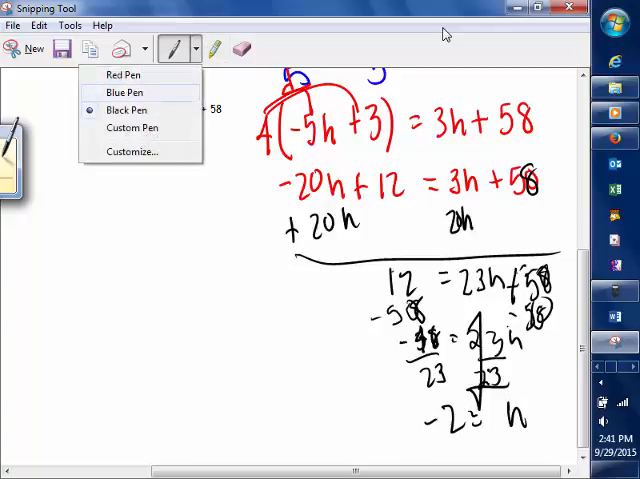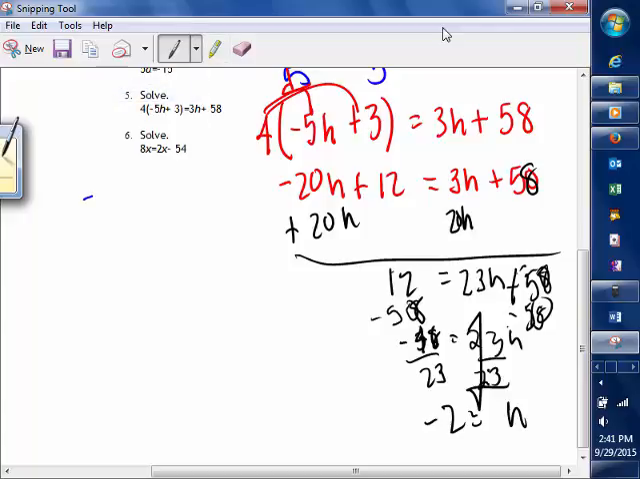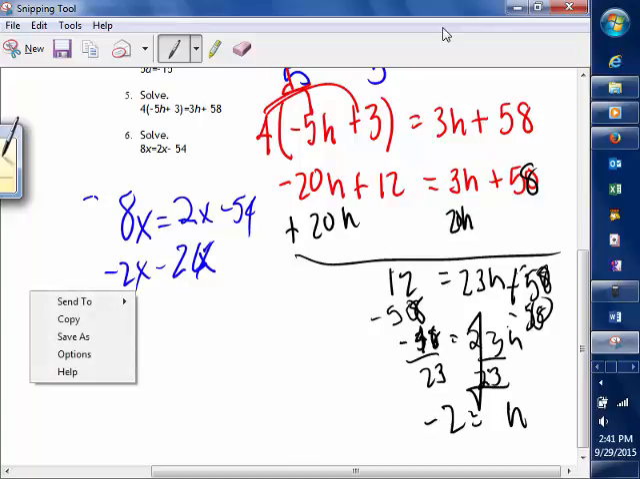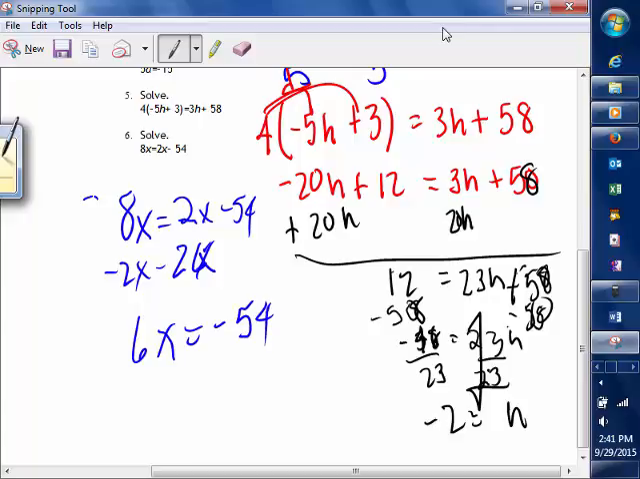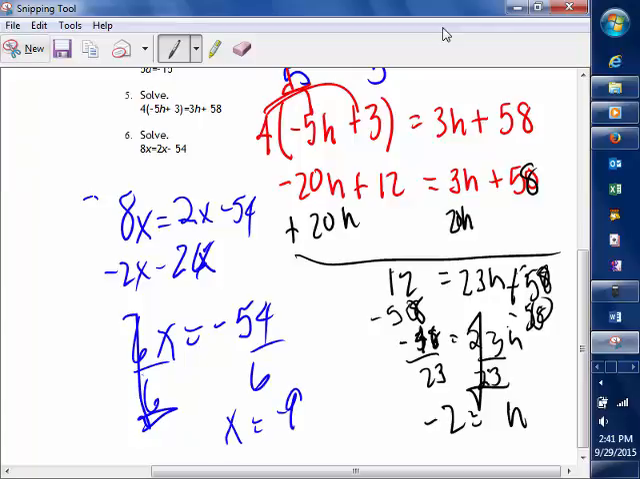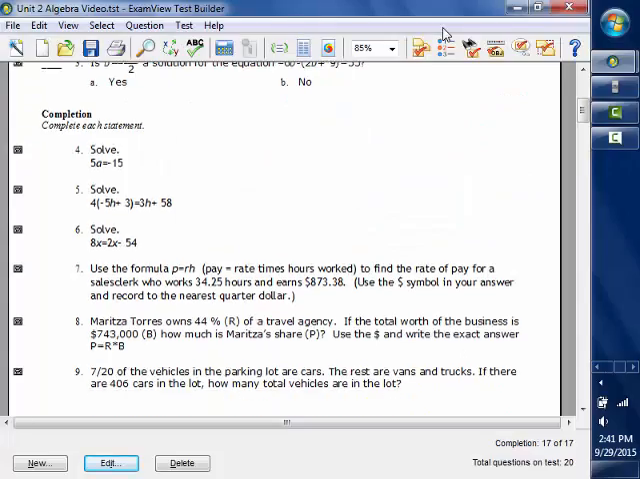Last one, 8x is 2x minus 54. Add 2x to, or subtract 2x from both sides. You get 6x is negative 54. Divide both sides by 6. You get x is negative 9. Next one.